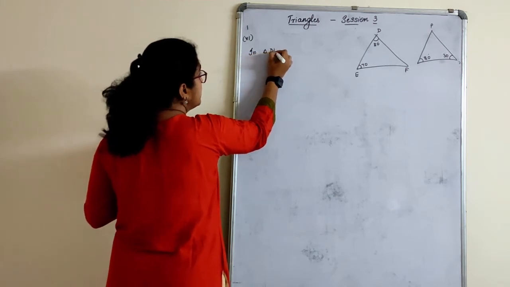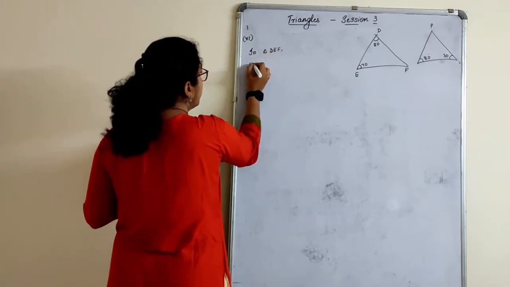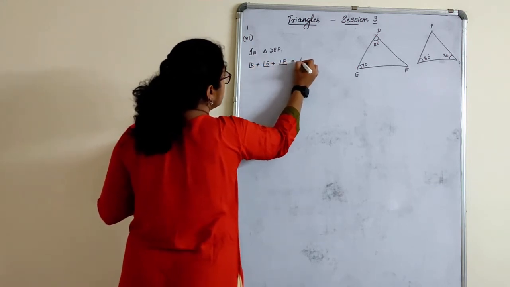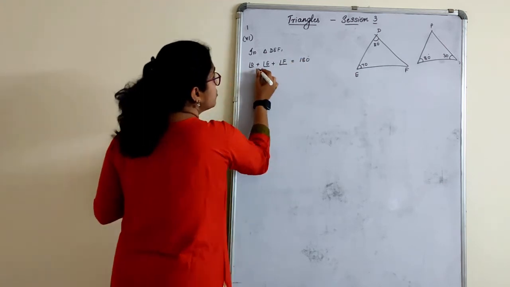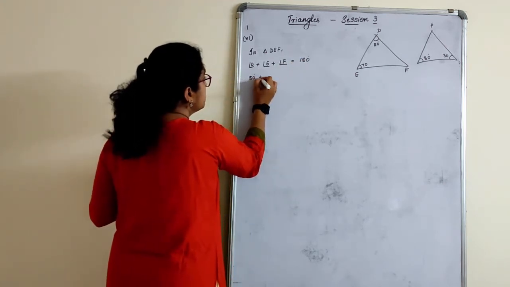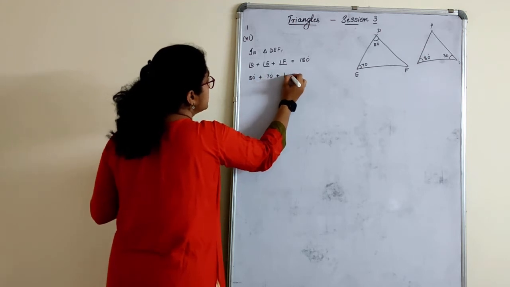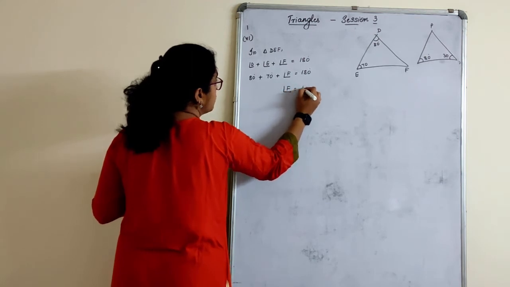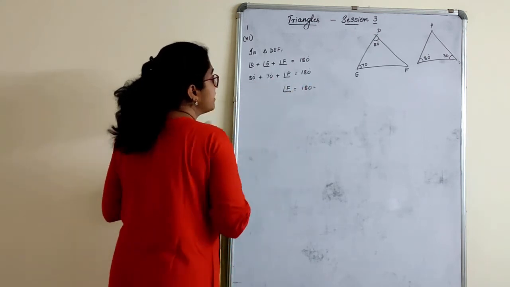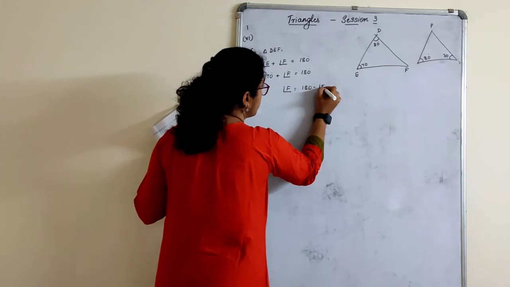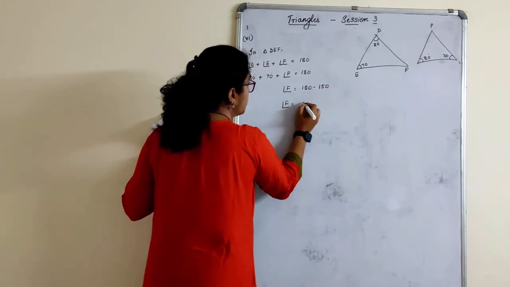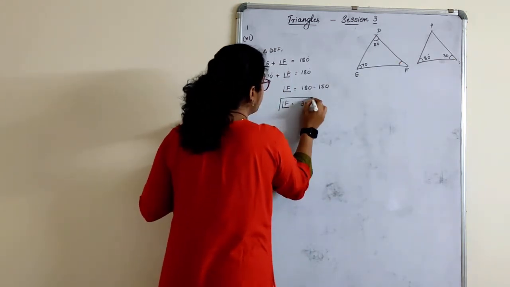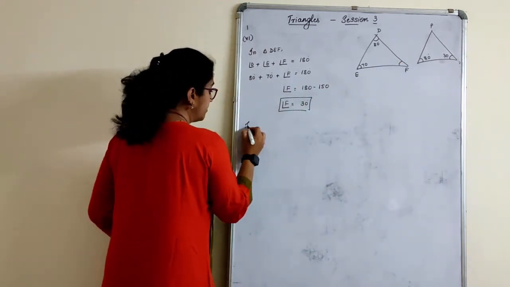In triangle DEF, angle D plus angle E plus angle F is equal to 180 degree. So angle D is 80 plus angle E is 70 plus angle F is equal to 180 degree. Angle F is equal to 180 minus 80 plus 70, 150. So angle F is equal to 30 degree. Keep this as it is. We got this as 30 degree here. Next we find in that triangle.